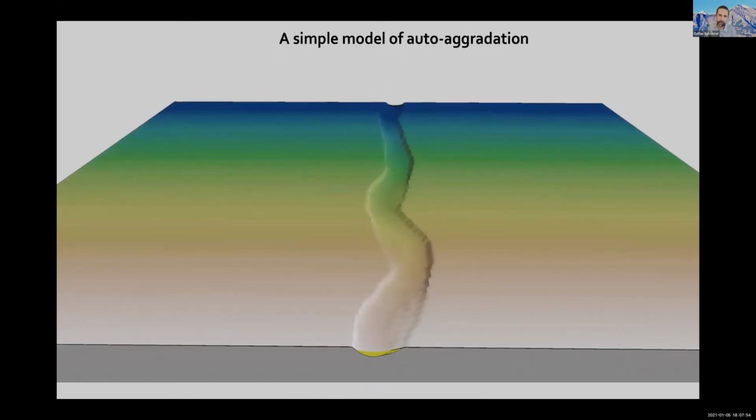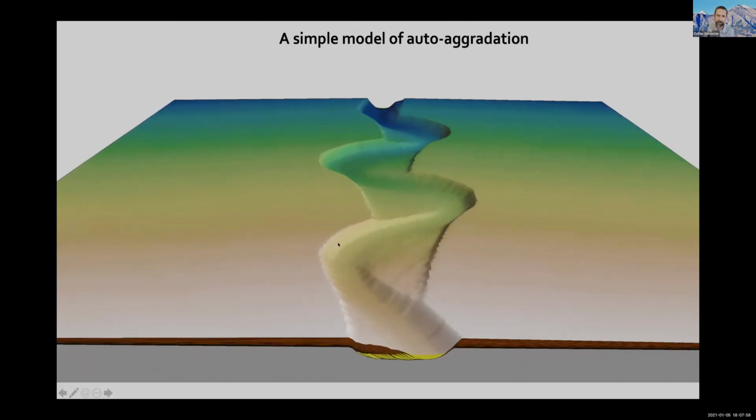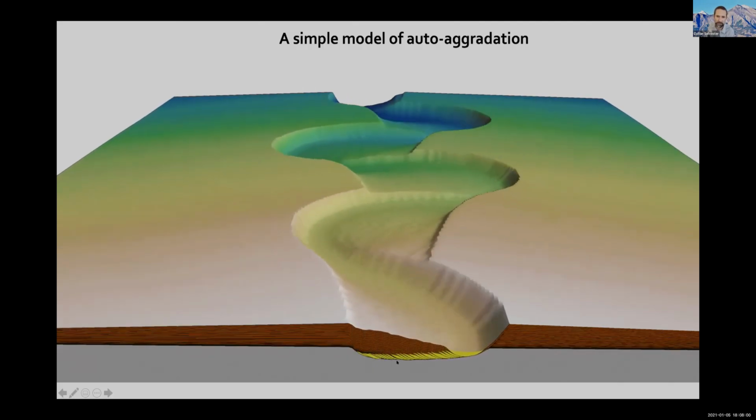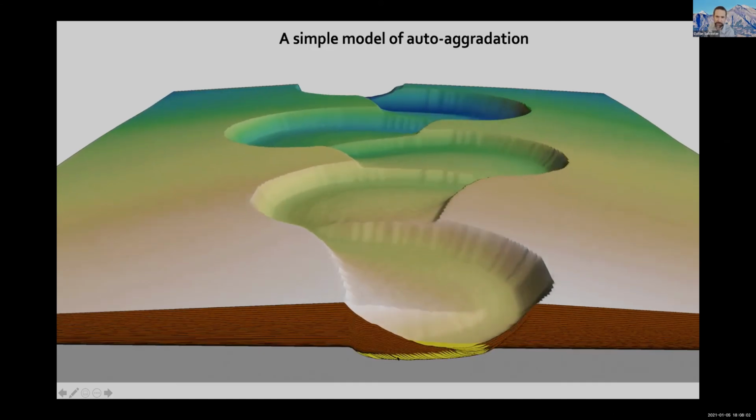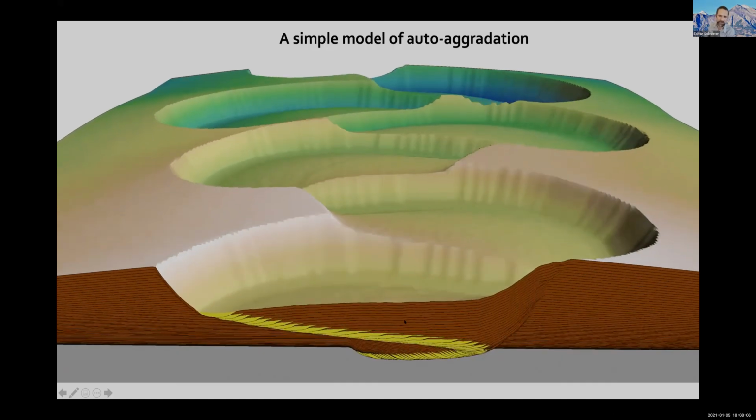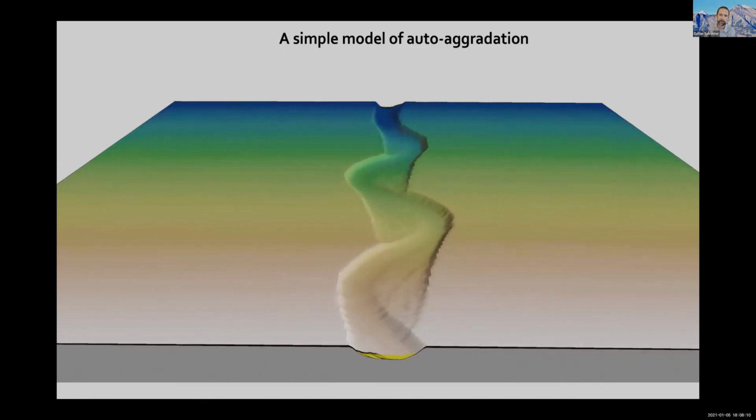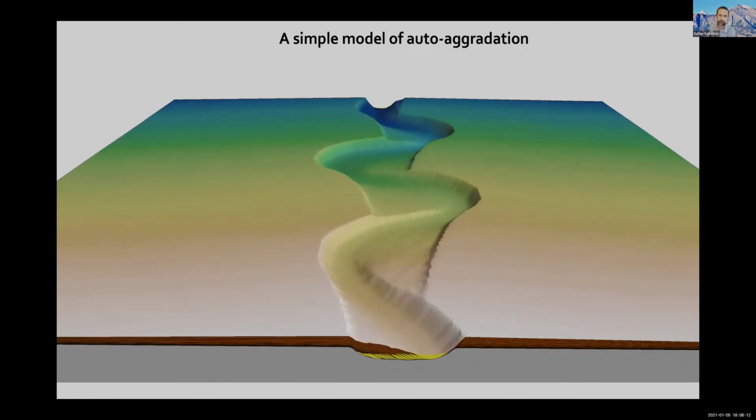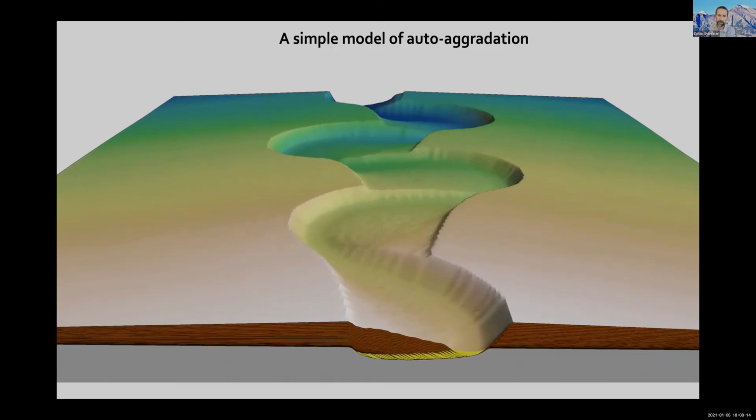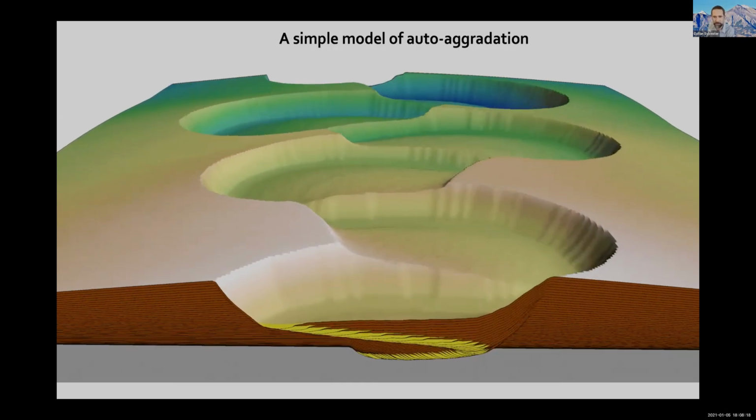So here is a visualization of that, showing a little bit of incision initially, and then significant aggradation. This is the same system that I showed the plots for in the previous slides. And again, this is all happening autogenically. There is no need to change the sea level.